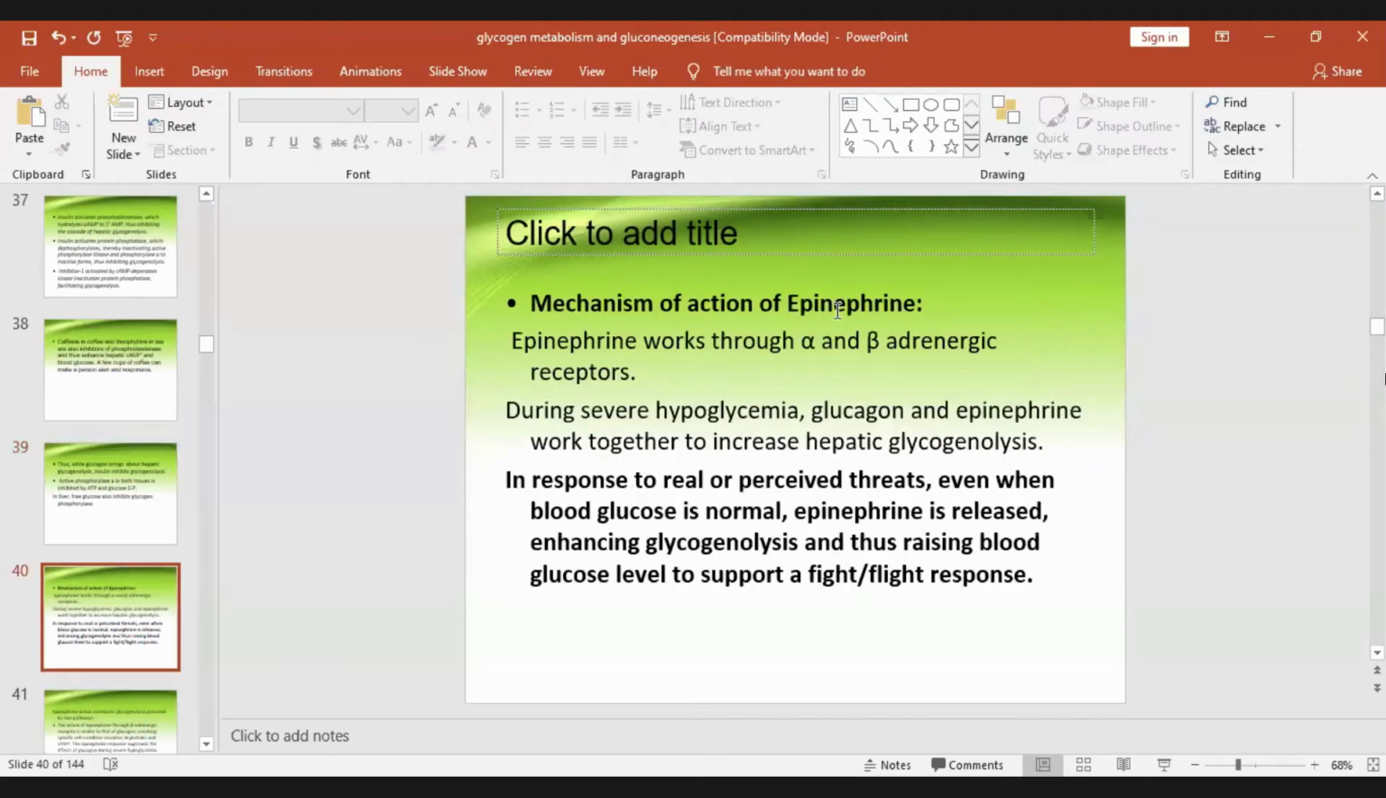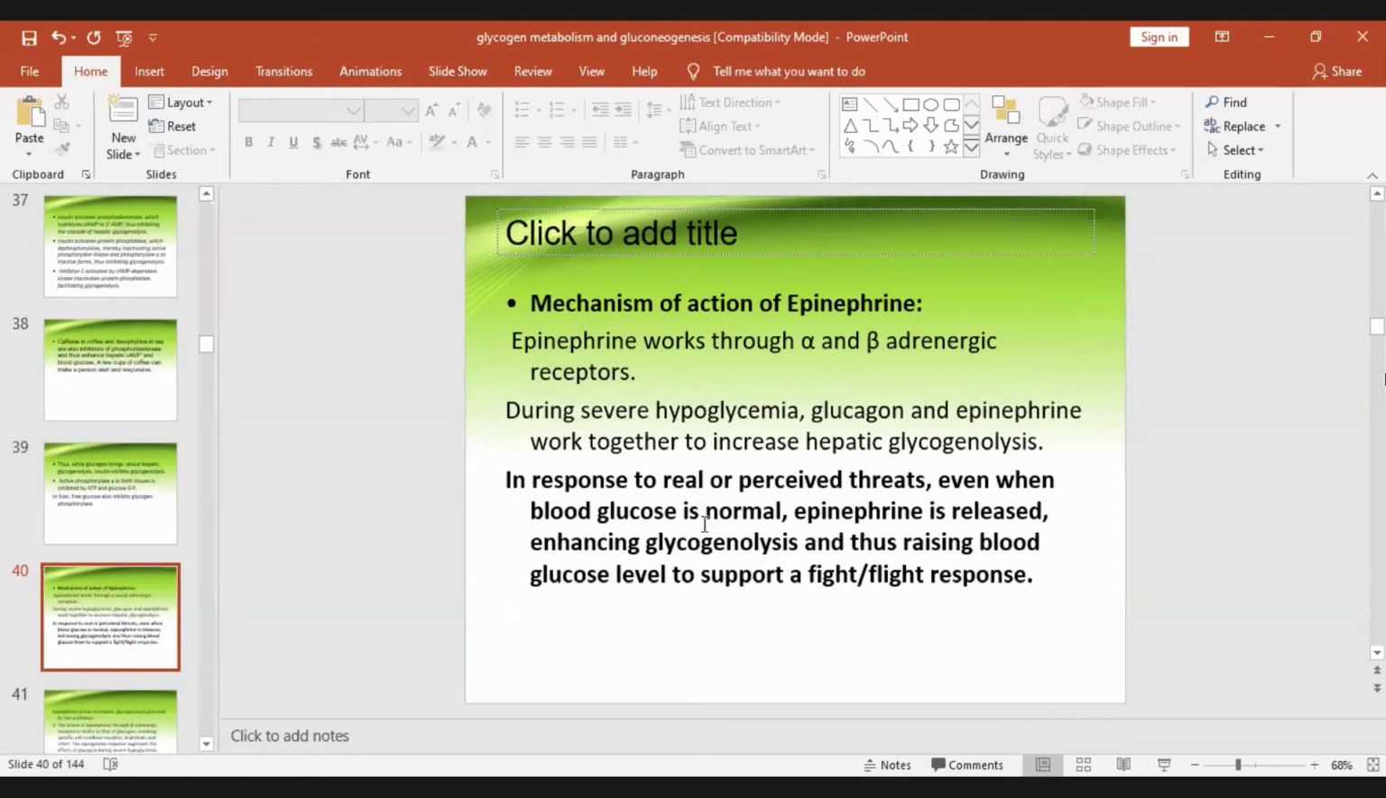The mechanism of action of epinephrine is slightly different. Epinephrine works through its alpha and beta adrenergic receptors. During severe hypoglycemia, glucagon and epinephrine, as you have seen, work together to increase hepatic glycogenolysis. In response to real or perceived threats, even when blood glucose is normal, epinephrine is released, enhancing glycogenolysis and thus raising blood glucose level to support a fight or flight response, which you should remember.